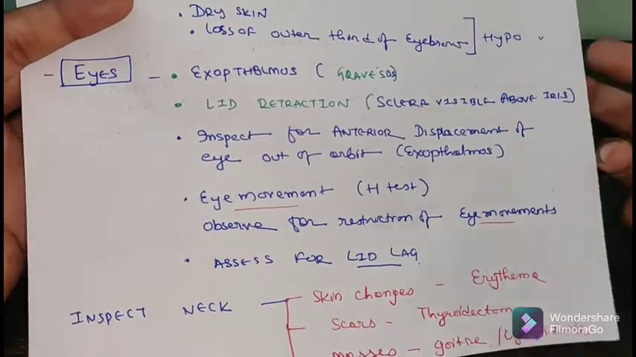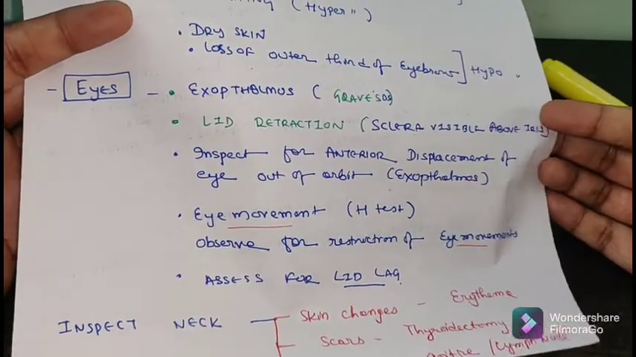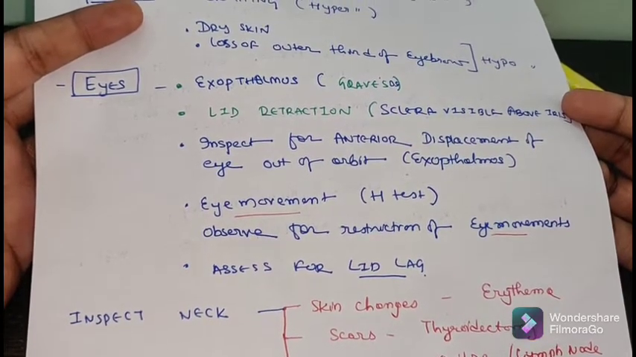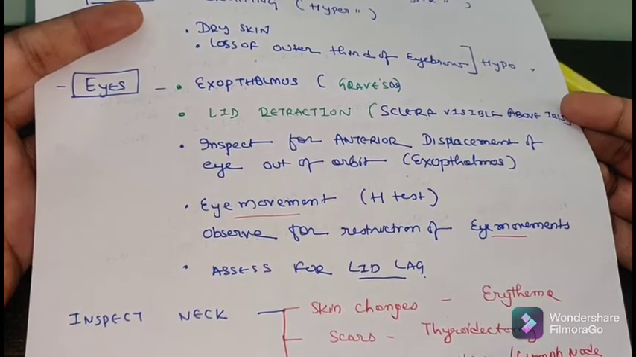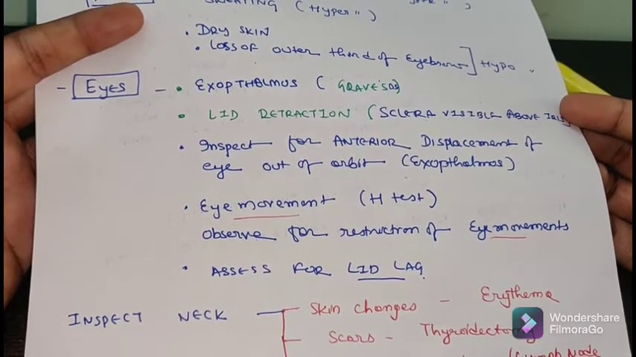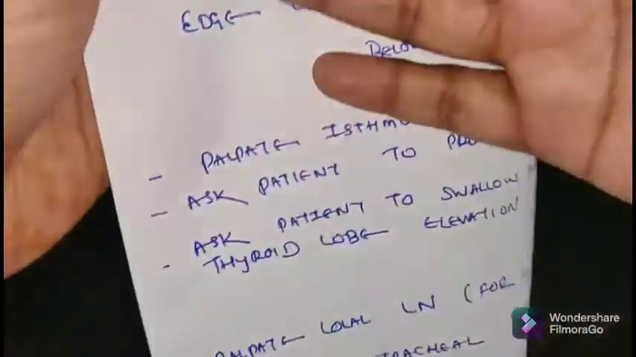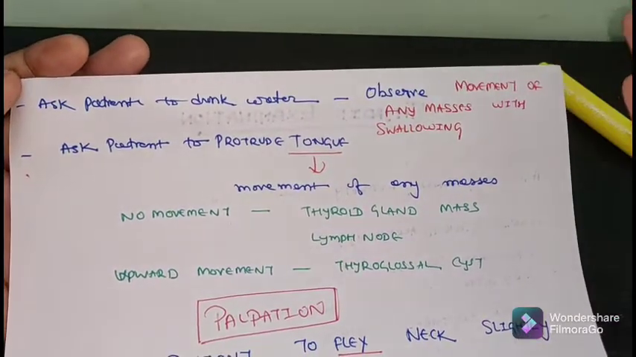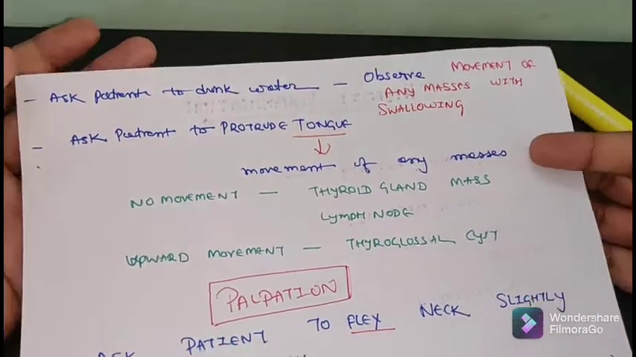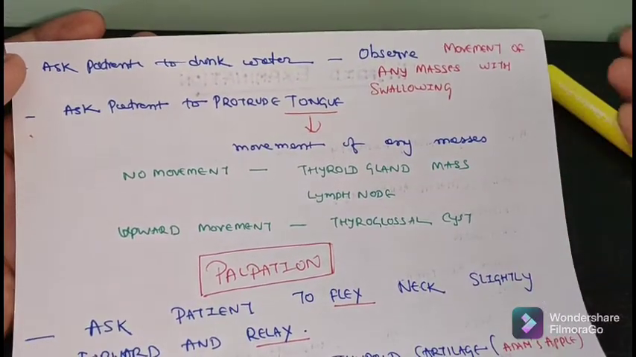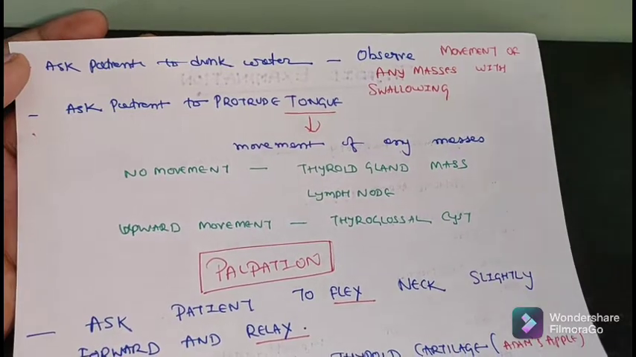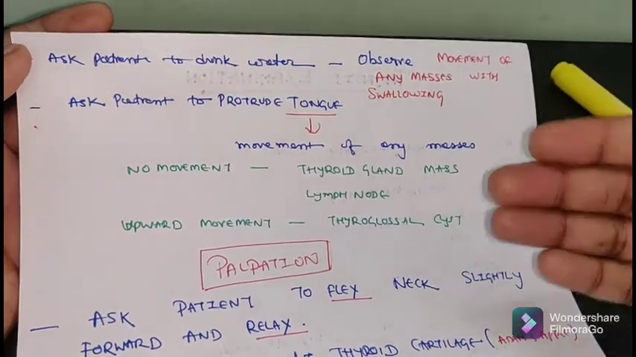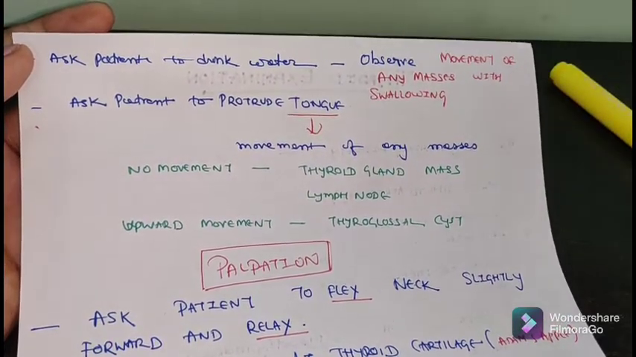Then coming to the next, that is the neck, inspect the neck. If there are any skin changes like erythema, any scars, like any previous history of thyroidectomy, any mass like goiter or a lymph node. Ask the patient to drink water and observe the movement of any masses while swallowing. And ask the patient to protrude the tongue. Movement of any masses will be seen. If there is no movement, then it is a thyroid gland mass or a lymph node. If there is upward movement, then it is a thyroglossal cyst.